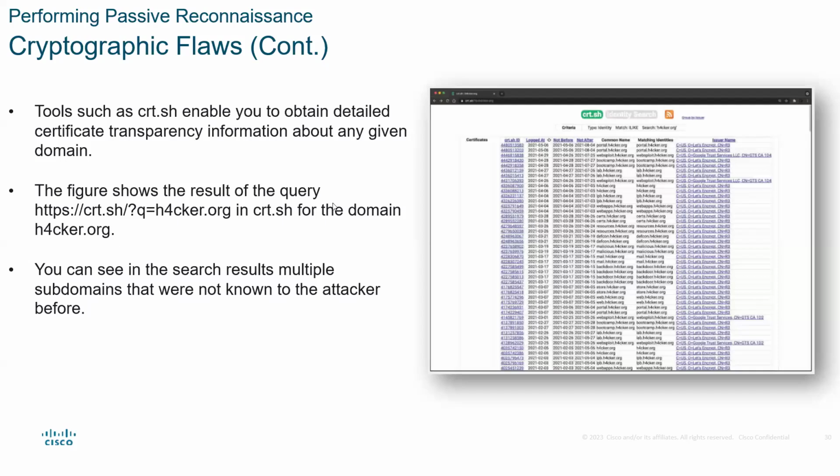So the figure shows the result of the query for this domain. We're looking at the site crt.sh, and it's querying the certificates issued to this particular domain. We can search for multiple subdomains that were not known to the attacker before. So search as many of them as you like, and so on and so forth.